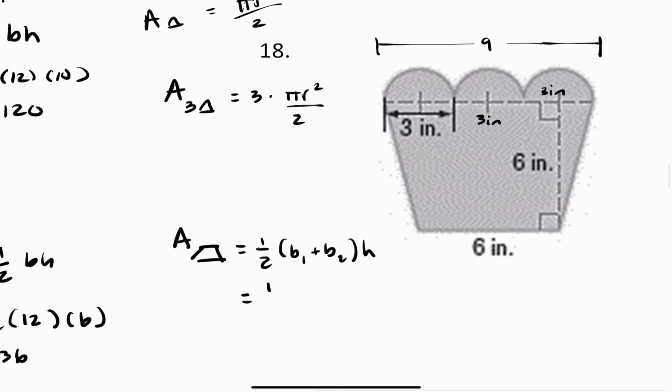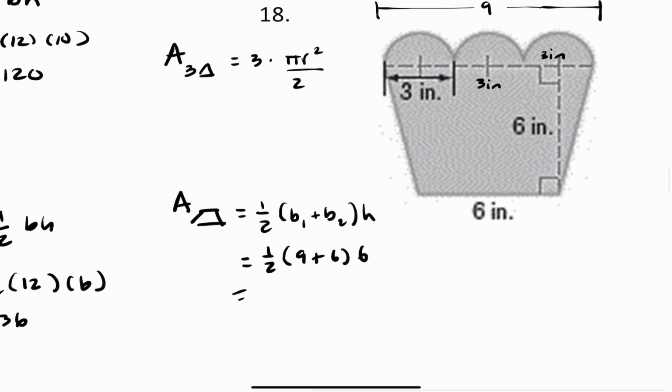Okay? So I have 1/2 the first base, which is, again, 9, plus the second base, that's 6. And then I multiply by the height, which, again, is 6. So I have 1/2 of 15 times 6. I can just simply say 1/2 of 6 is 3. 3 times 15 is 45. So the area of a trapezoid is 45.